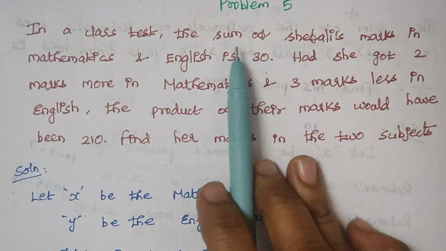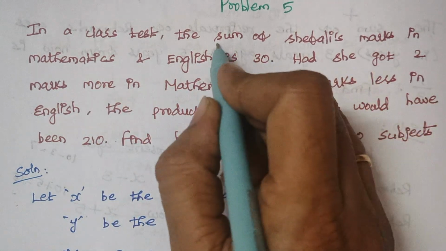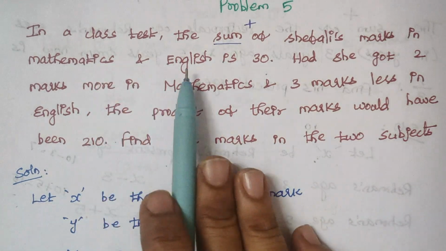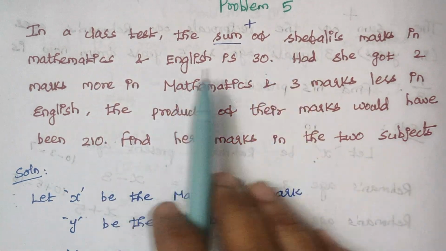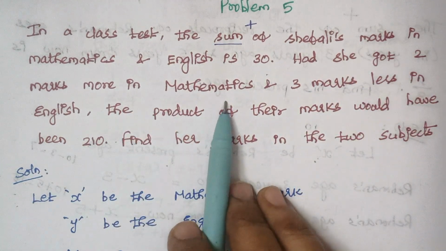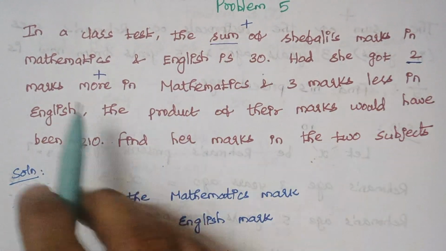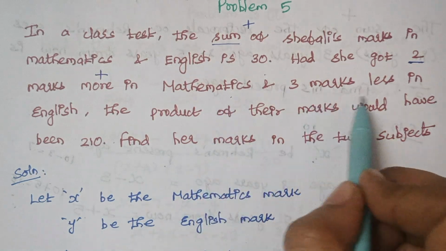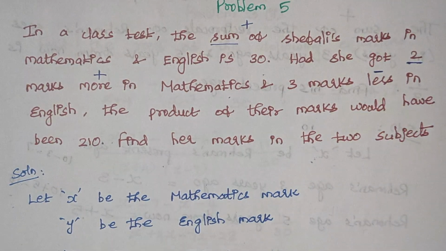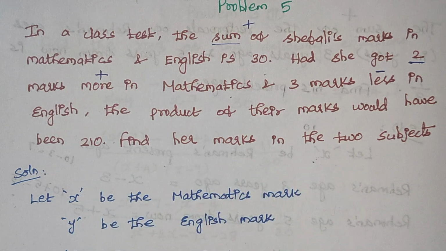So here you see the sum of Shifali's marks in mathematics and English. The term sum refers to addition. When you add the mathematics marks and English marks scored by Shifali, it will be equal to 30. Had she got 2 marks more in mathematics, what do you mean by more here? That is 2 plus, right? If she got 2 marks more in mathematics and 3 marks less in English, so less denotes minus, then the product of their marks would have been 210. Find her marks in the two subjects.